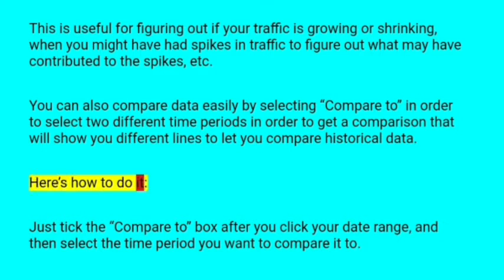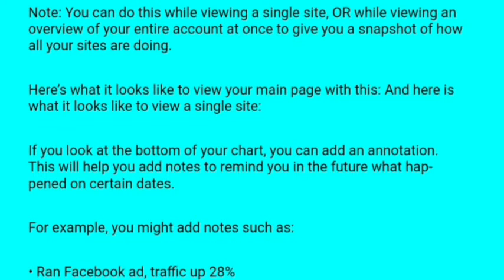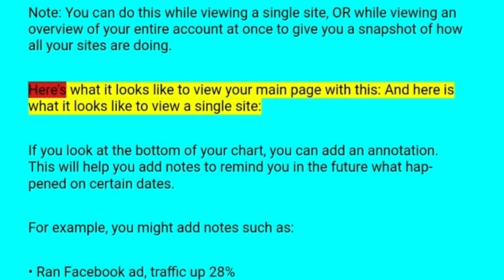Here is how to do it. Just click the compare to box after you click your date range and then select a time period you want to compare it to. Note, you can do this while viewing a single site or while viewing an overview of your entire account at once to give you a snapshot of how all your sites are doing. Here is what it looks like to view your main page with this and here is what it looks like to view a single site.